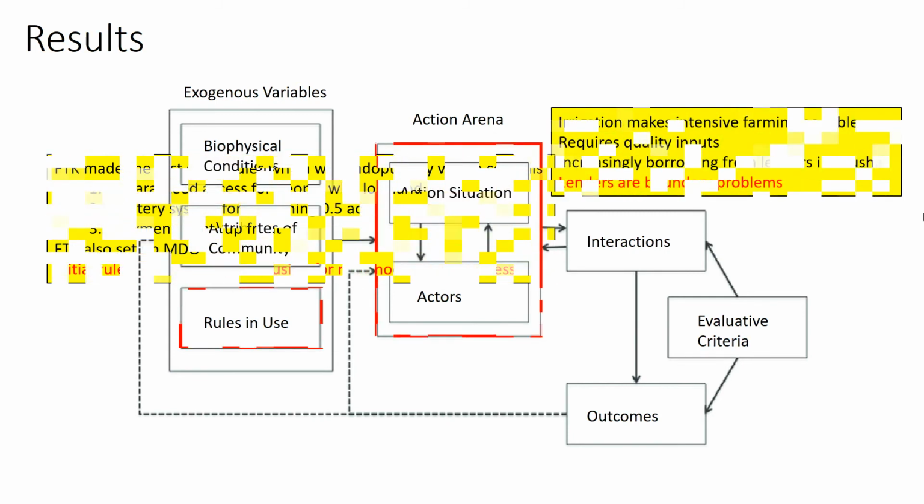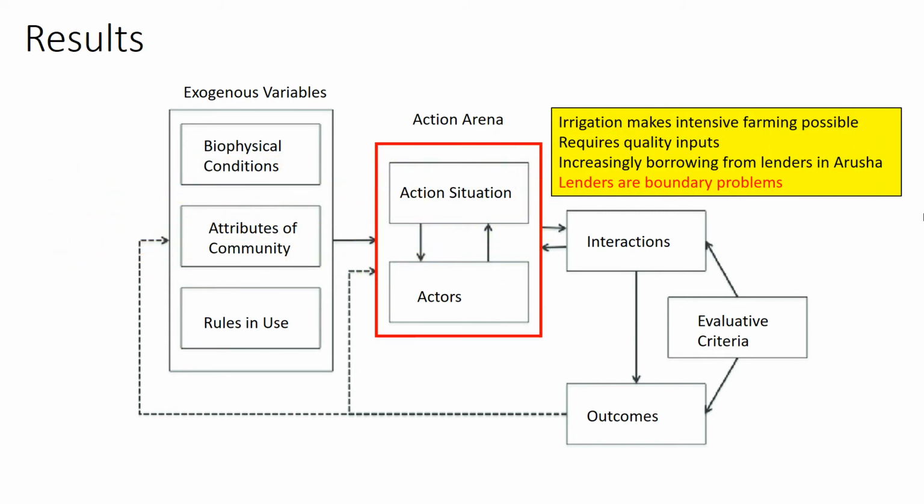In terms of the action arena, then, the availability of water essentially makes intensive farming possible, but it also requires quality inputs, and increasingly people are borrowing land from outsiders from these communities, which puts into question who is in and who is out. So it becomes a bit of a boundary problem.